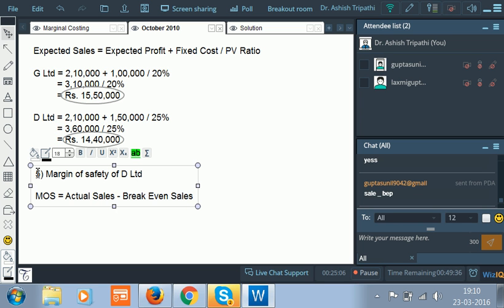Why we are going to apply this? Because what we want is the margin of safety of D Limited. We know the actual sales of D Limited and we know the break-even sales of D Limited. So we can easily find out margin of safety. So let us find out D Limited. Actual sales of D Limited is how much? Find out actual sales of D Limited.